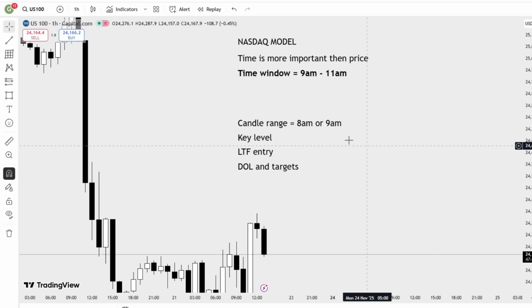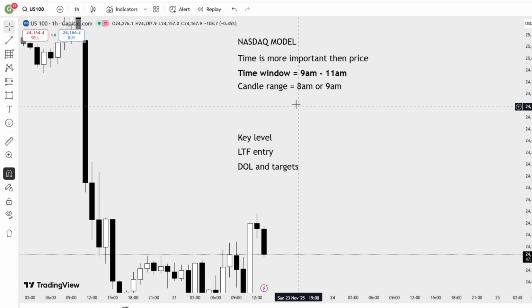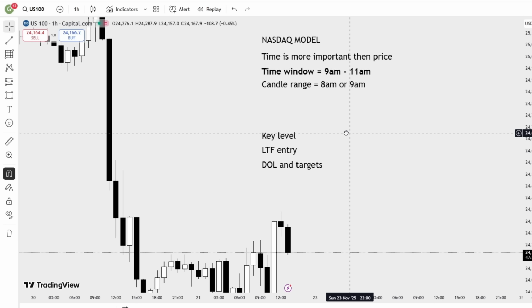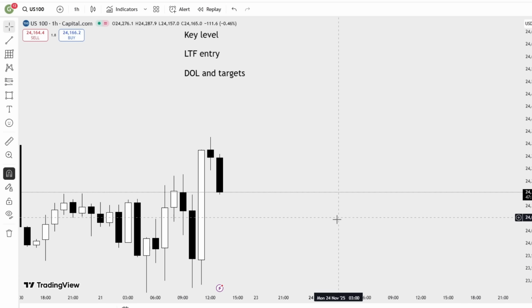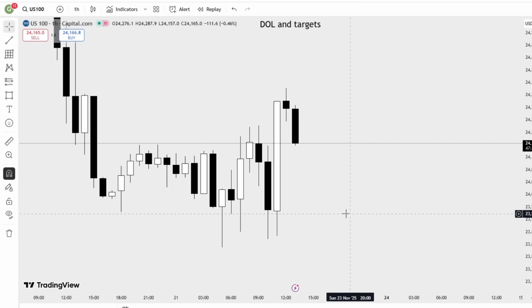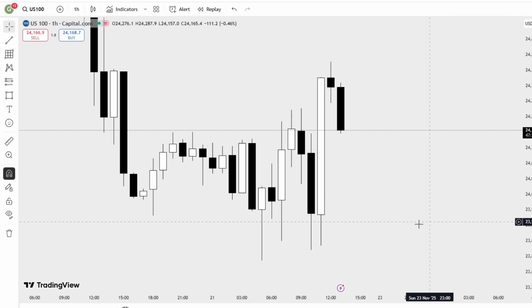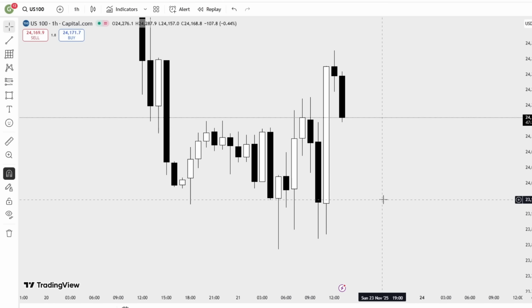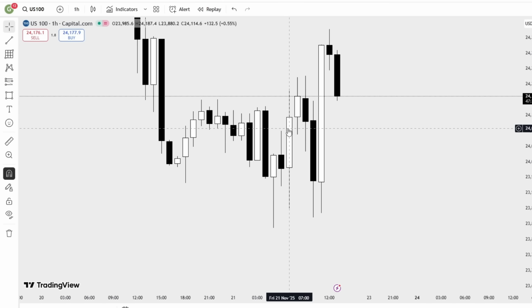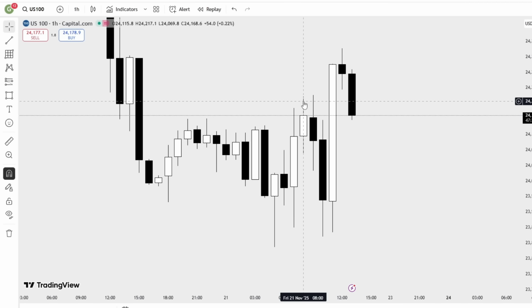Right. Candle range: 8 a.m. or 9 a.m. Why can it be both? I'm gonna show you. Okay, because in some cases you have the 9 a.m. candle range to be purged. Okay, but in this case we have our 8 a.m.